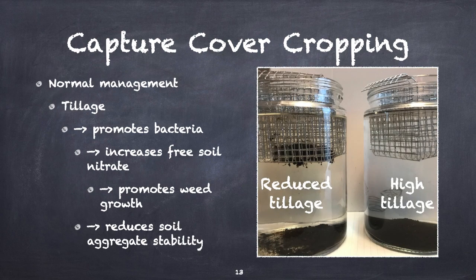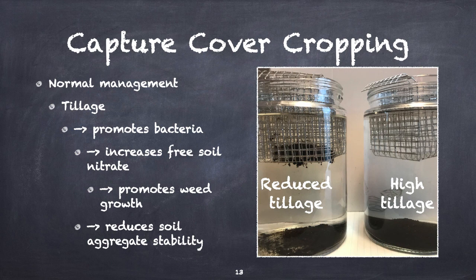The issue is under normal management, when you do a lot of tillage and over tilling, that promotes a lot of bacterial growth. And when you have increased bacterial growth, that does increase your free soil nitrates in that soil. When you have free nitrates in the soil, this promotes a lot of our early successional plants to grow, which we basically regard as weeds. The other thing about tillage is it reduces our soil aggregate stability.